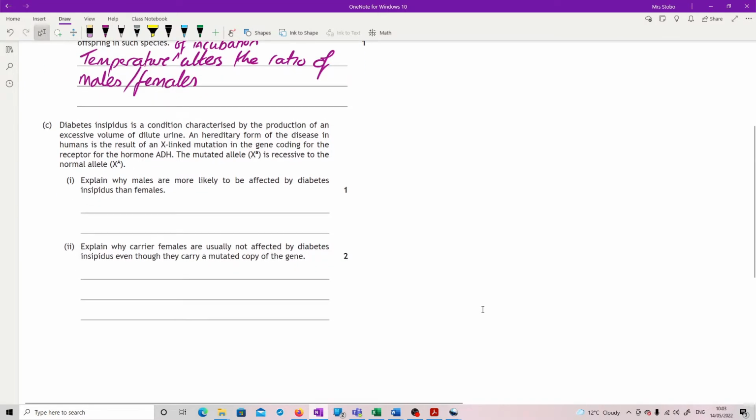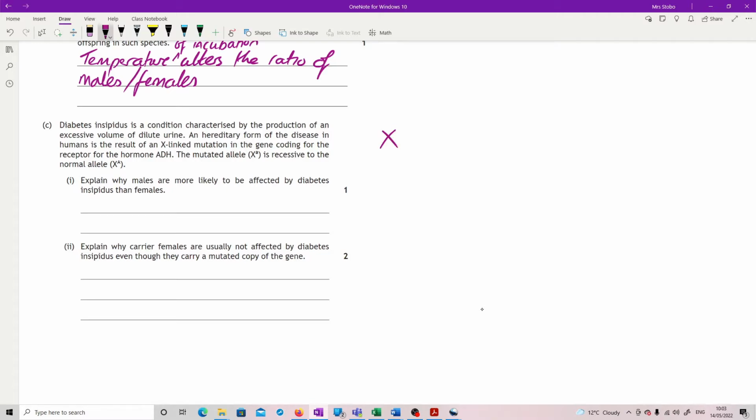Here we go. Diabetes insipidus is a condition characterised by the production of an excessive volume of dilute urine. A hereditary form of the disease in humans is the result of an X-linked mutation in the gene coding for the receptor for the hormone ADH. The mutated allele X-a is recessive to the normal allele, which is X-A. Explain why males are more likely to be affected by diabetes insipidus than females.